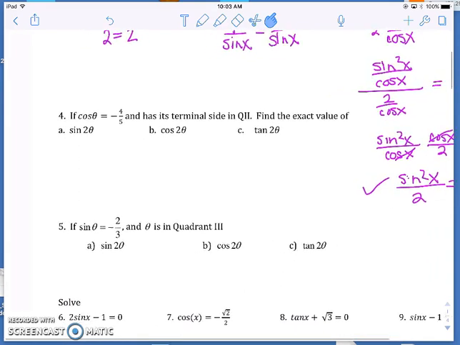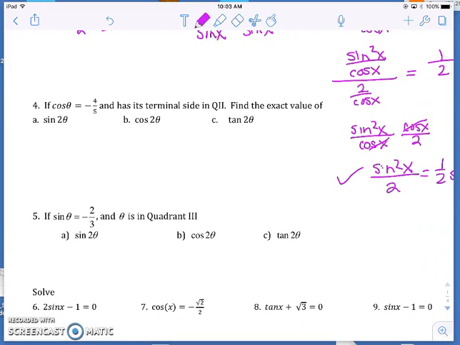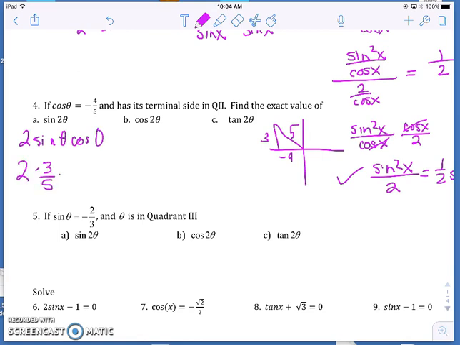So let's see, its terminal side is in quadrant 2. So we have a triangle. 4 over 5, and so this has to be 3. The sine of 2 theta, that's 2 sine of theta cosine of theta. So that's 2 times our sine, 3/5, times our cosine, -4/5. So we multiply across, so that would be -24/25.